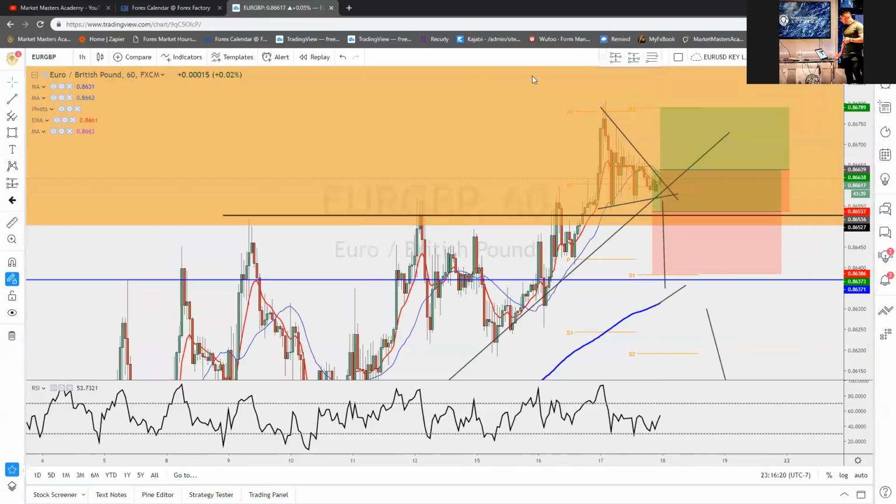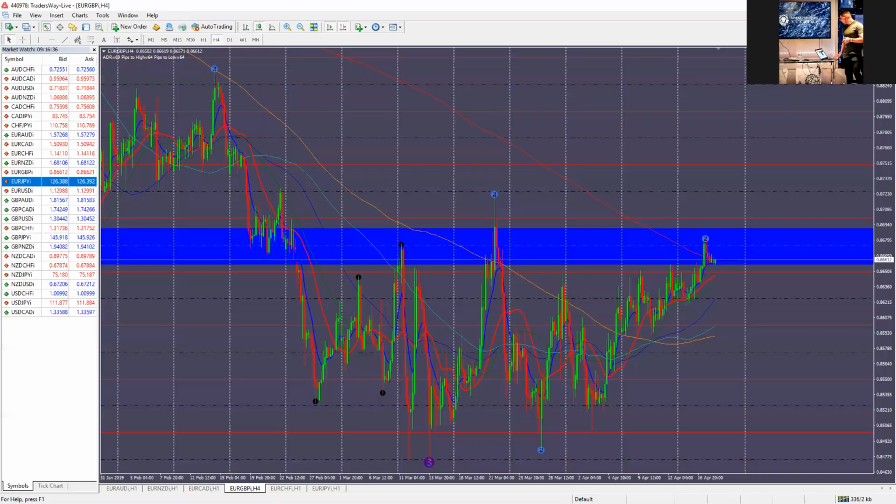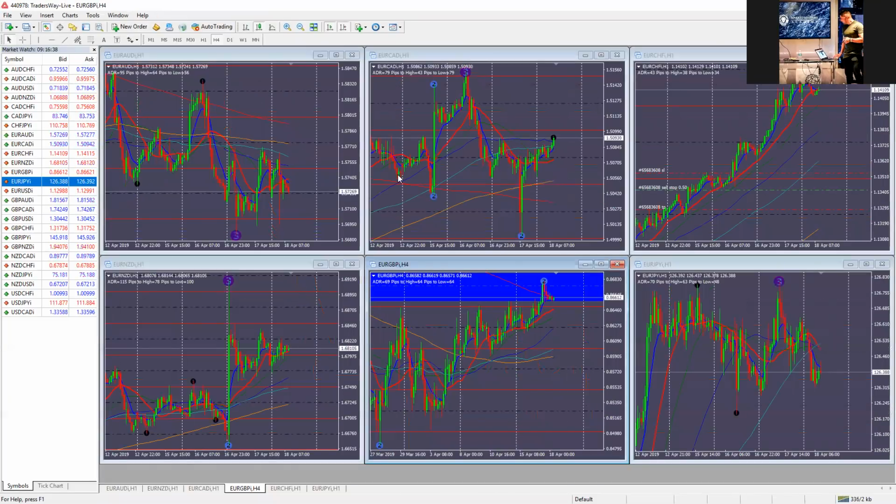So that's for Euro GBP. If this goes up, that means Euro is getting stronger and GBP is getting weaker. So knowing that Euro might be getting stronger, we're going to be looking at all the Euro pairs and thinking, is it looking like it's going to be going up on all these?